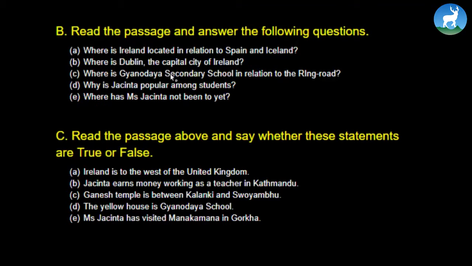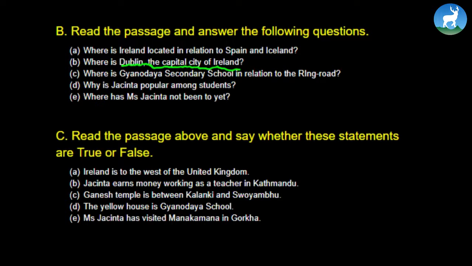So where is Dublin, the capital city of Ireland? You can begin an answer right from here. Dublin, the capital city of Ireland. If you look at the passage again, there's the answer: on the east coast. All right, where is Dublin, the capital city of Ireland? Dublin, the capital city of Ireland, is on the east coast.